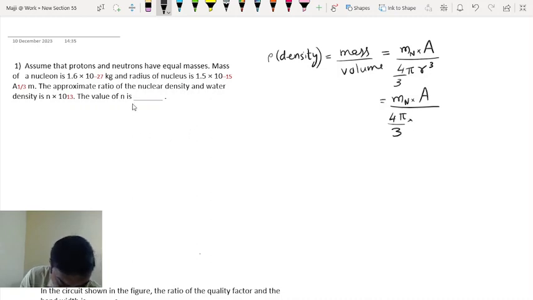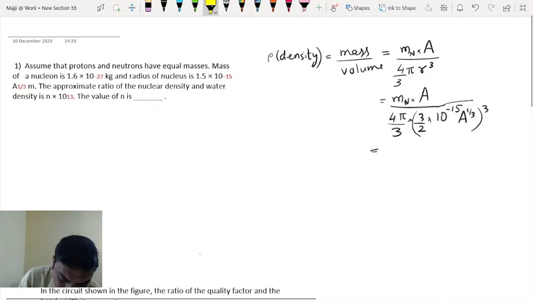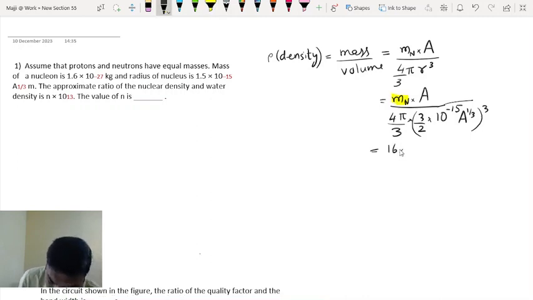As per the question, it is given that the radius is this much, that is 1.5 into 10 to the power minus 15 into A to the power 1 by 3, whole cube. As you can see, A gets cancelled here. Now let us substitute the values. Mass of a nucleon is how much? Given as 1.6 into 10 power minus 28.